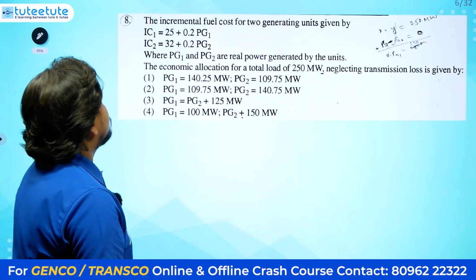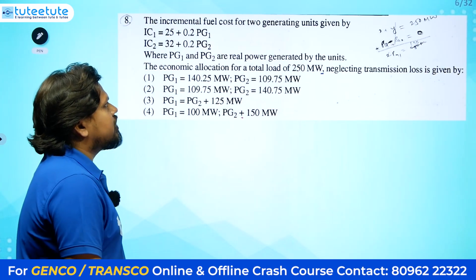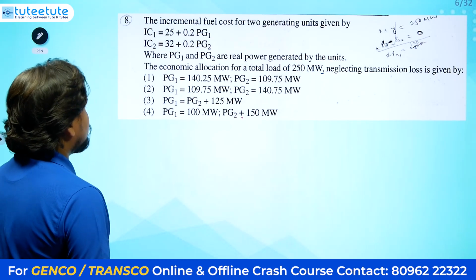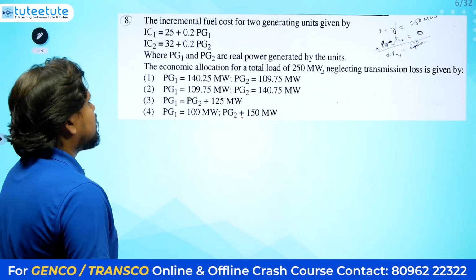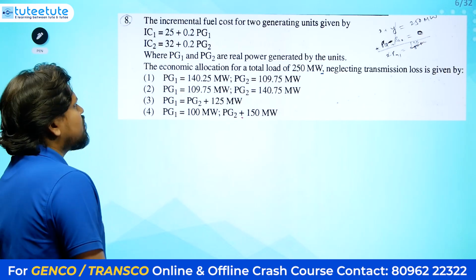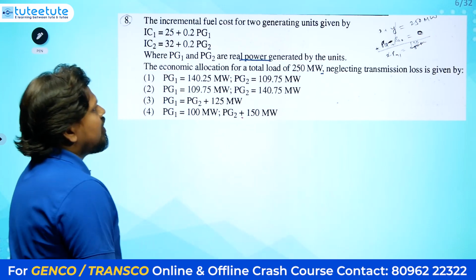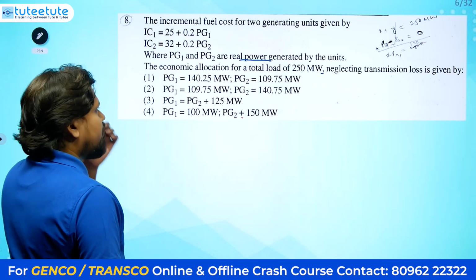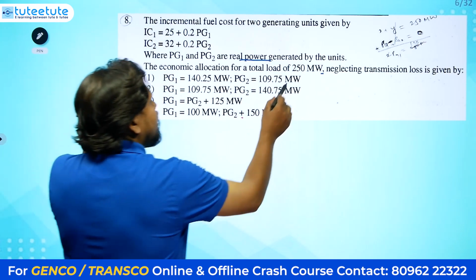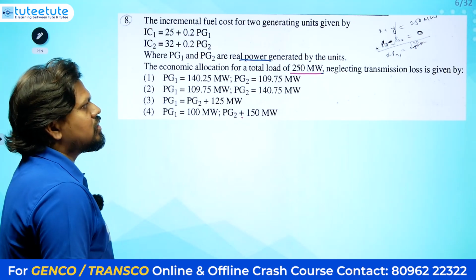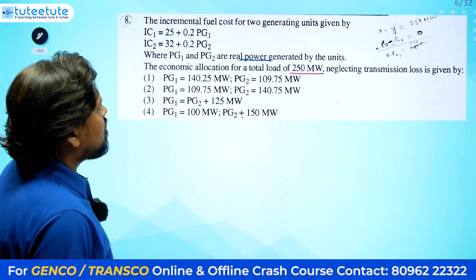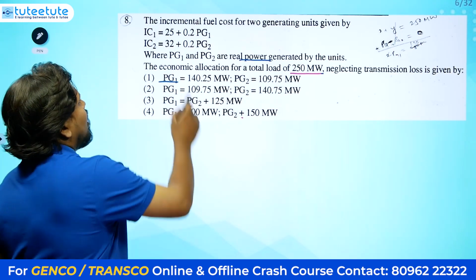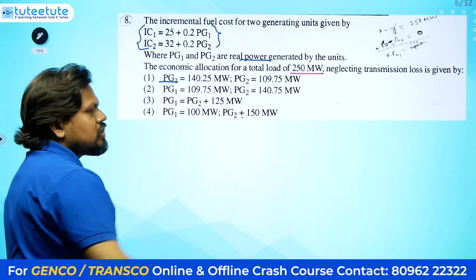Okay, next question: the incremental fuel cost for 2 generating units is given by IC1, incremental cost 1, equals 25 plus 0.2 Pg1, and IC2 equals 32 plus 0.2 Pg2, where Pg1 and Pg2 are the real power generated by the units. The economic allocation for a total load of 250 megawatt, neglecting transmission loss, is given by... They were asking about the Pg1 value and Pg2 value, and the incremental costs are mentioned for the two generators.